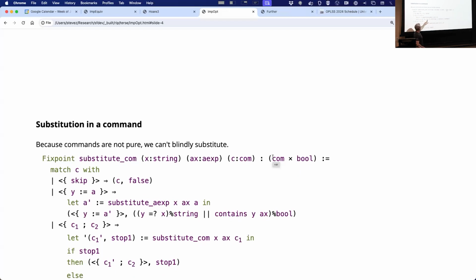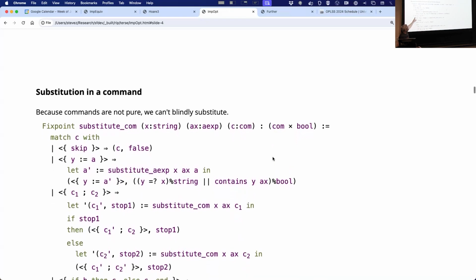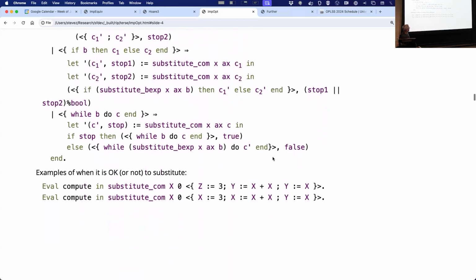That could be problematic if x is equal to y, so we've affected x by this assignment, or if the thing we're substituting mentions y itself, then this is going to be unsound in general. This update to y is going to change the meaning of ax, so it wouldn't be sound. So this is the analysis that tells us whether our substitution is correct or not, and we can plumb this through. Intuitively, let me show you the example. I think it's clearer here.